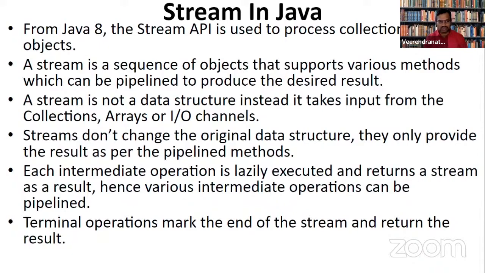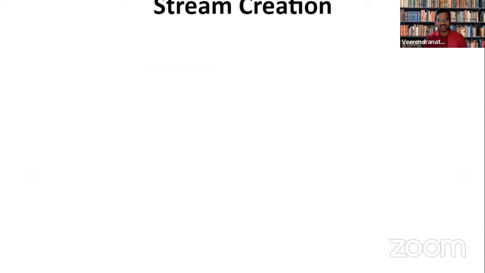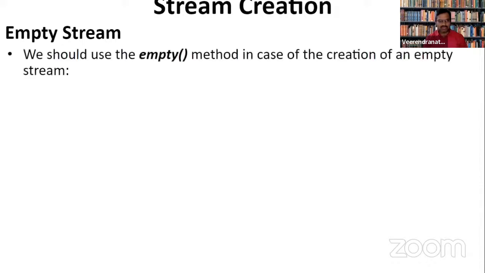Okay. So before going to those terminal operations and the intermediate operations, let us have a discussion on exactly what a stream is and how you create a stream. The stream can be created in various ways. So we are now going to look at how we can create an empty stream. In order to create an empty stream, we have to use an empty method.